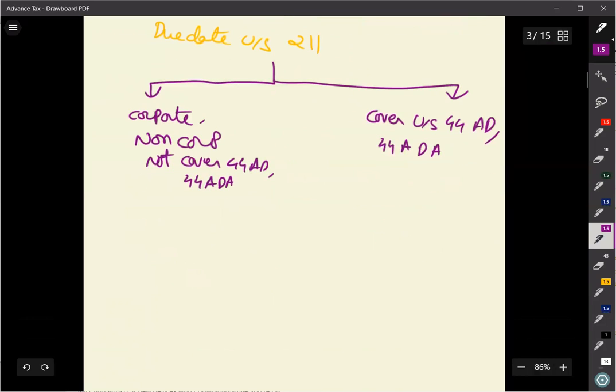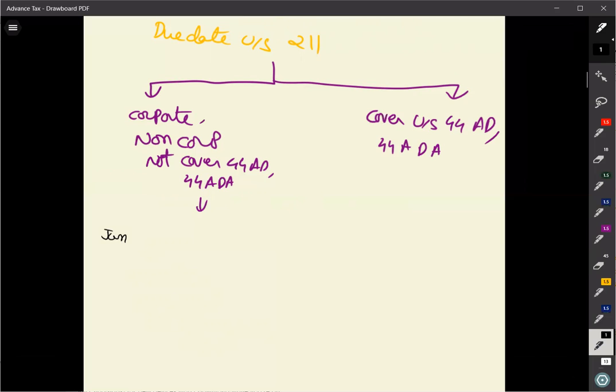First, let us see what the due dates are for these people. The due date is every quarter. When will the quarter end? The first quarter will end in the month of June. The second quarter will end in September, covering July, August, September. The third quarter covers October, November, December, so it ends in December. The fourth quarter ends in March. This is the quarter ending.